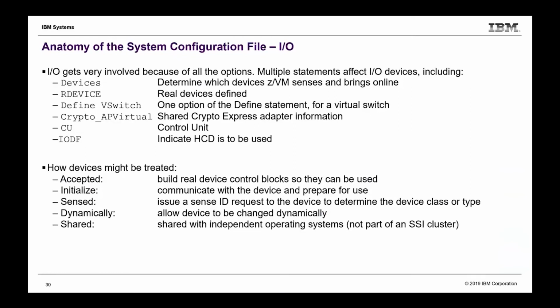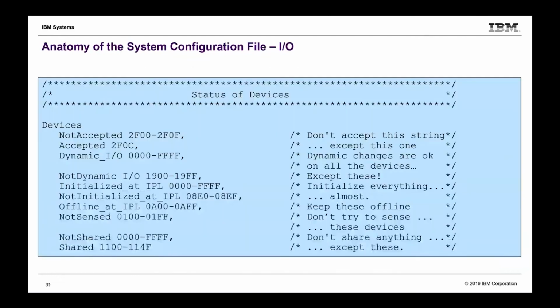There's also devices that I can treat as dynamic. I want to be able to change them. In other cases, maybe I don't want to have that, right? And then also the concept, lastly here, of being shared, right? I'm not talking about an SSI cluster now, but being shared with an independent operating system. An example there may be, maybe some of my volumes are shared with a z/OS system. So it's not even a z/VM system, it's a z/OS system. Maybe I use z/OS to make copies of those volumes, right? So it's going to be shared there. So I want to make sure that I define it that way so that I don't risk any integrity with those volumes.